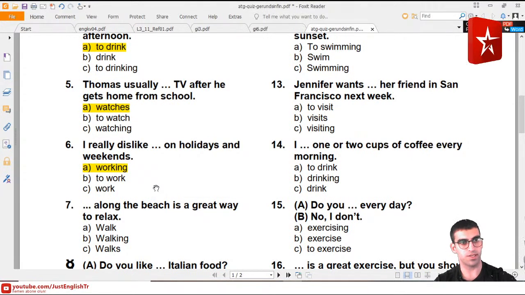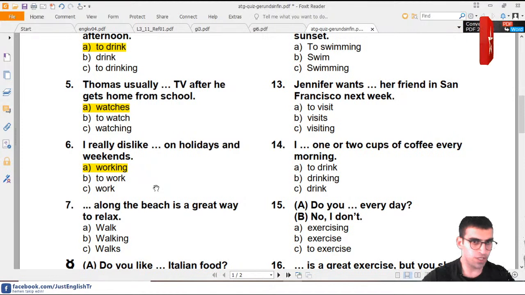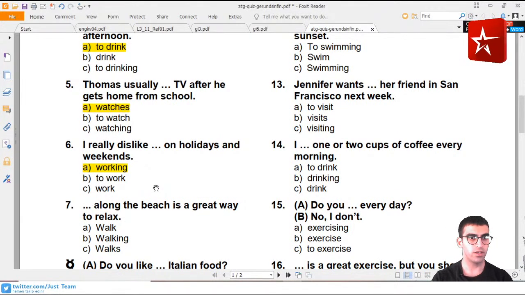And number 7. Number 7, blank along the beach is a great way to relax. Walking along, walk along, or walks? Which one is correct? Let's wait for my students' answers for number 7. They say walking.